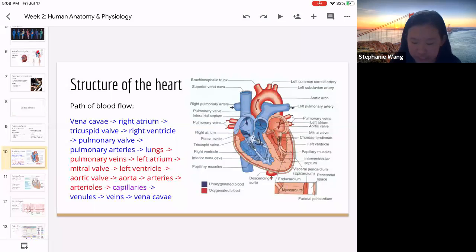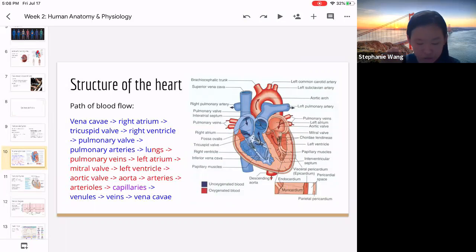So let's trace the path of blood flow in the heart. The vena cava, try to find the vena cava in the diagram. You can see it's those long tubes of blue. Those are the biggest veins. The one on top is the superior vena cava, and the one on the bottom is the inferior vena cava. All right, perfect. Next we have the right atrium. The vena cava empties the blood into the right atrium, which you can see in blue.